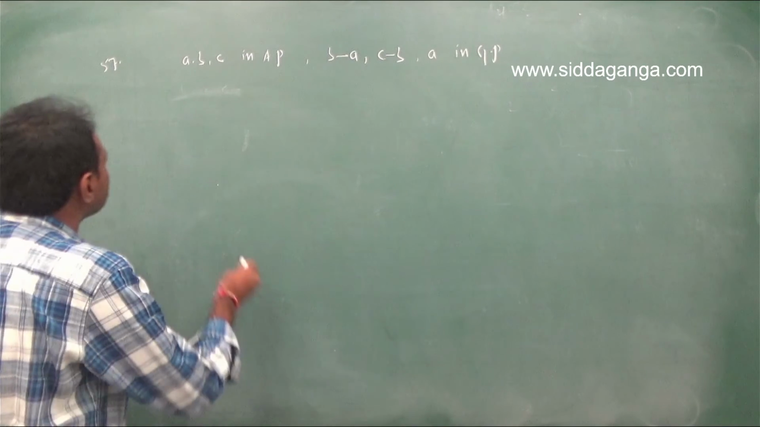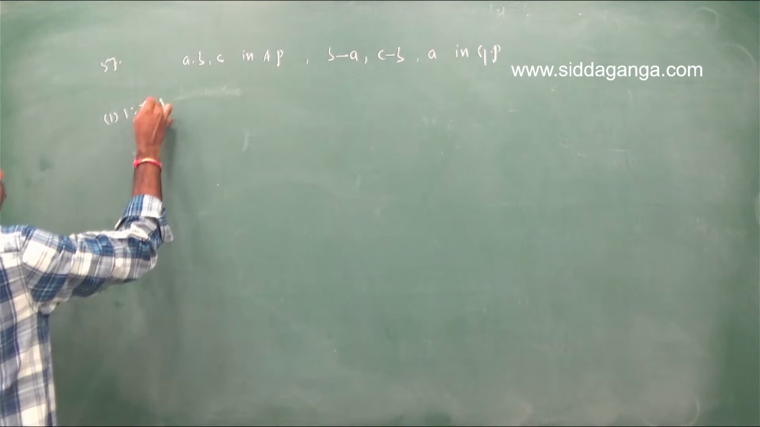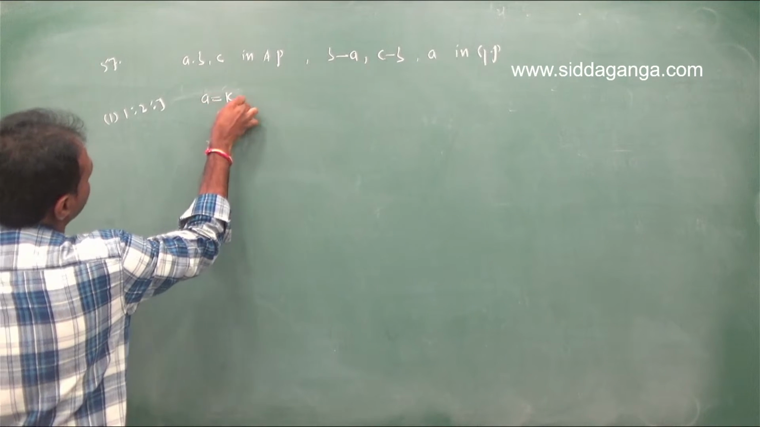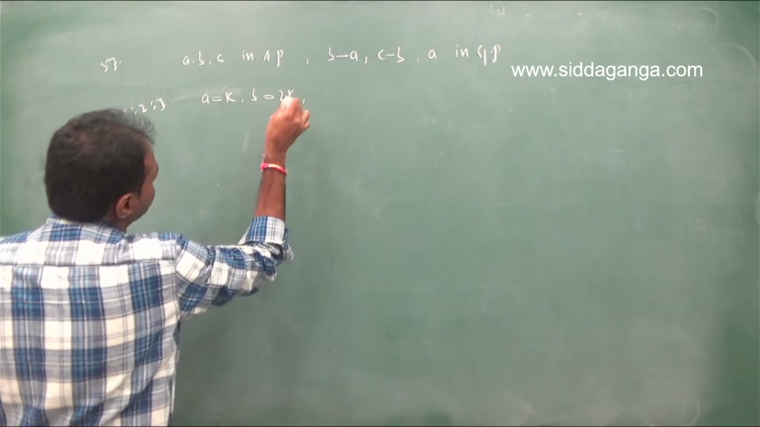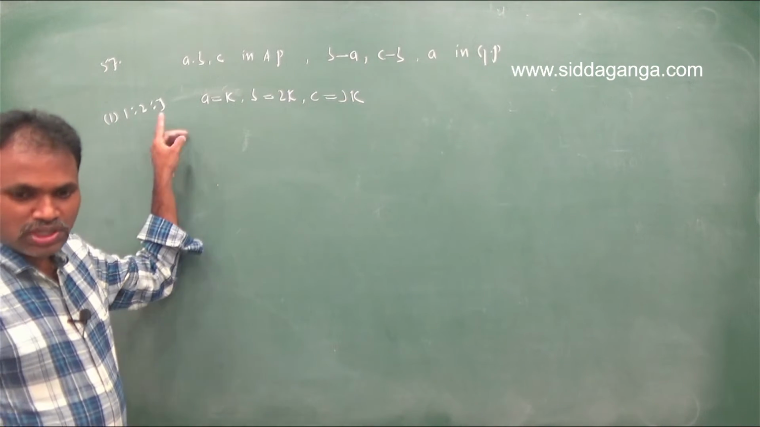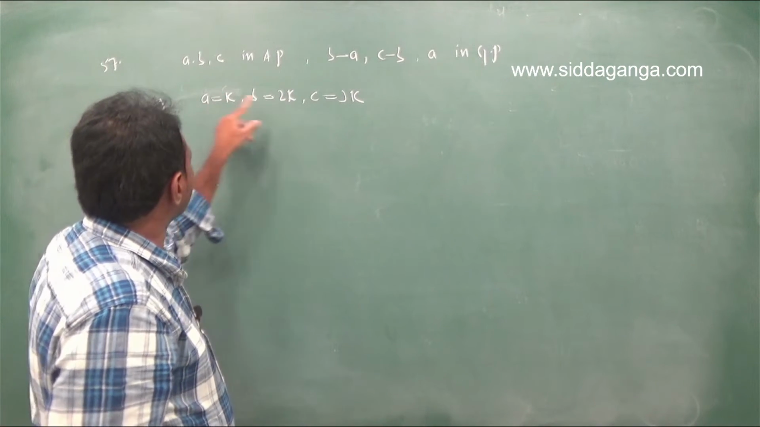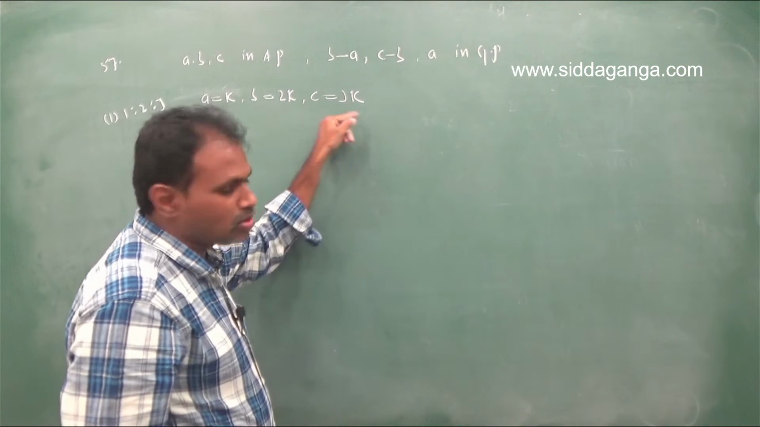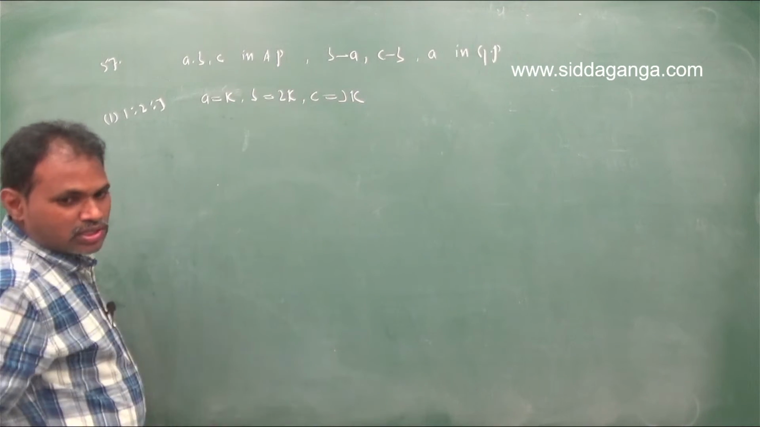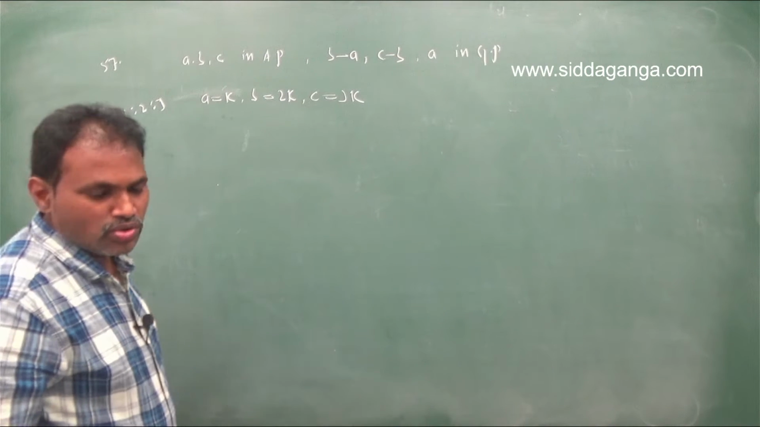Now I'm checking the first option, which is 1 is to 2 is to 3. Therefore A equals 1 into K, that is K, B equals 2 into K, that is 2K, and C equals 3K. Now we have to check whether these values satisfy that A, B, C are in AP, and B minus A, C minus B, and A are in GP.